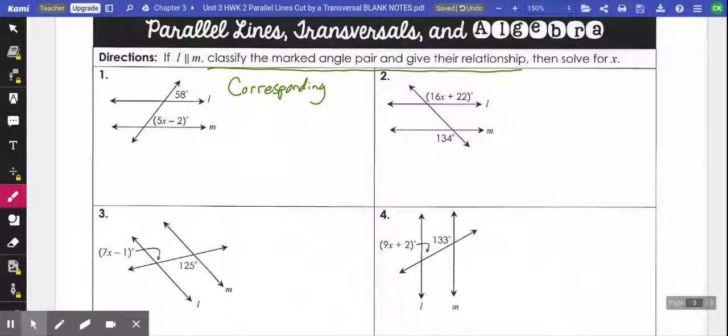And the reason why they're corresponding angles is because one's outside my 2 parallel lines, one is inside my 2 parallel lines. It's in the same position here. What do we know about parallel lines and corresponding angles? They're congruent. So I set these two equal to each other. 58 equals 5x minus 2. And then I just go about solving for x, and I get x equals 12.